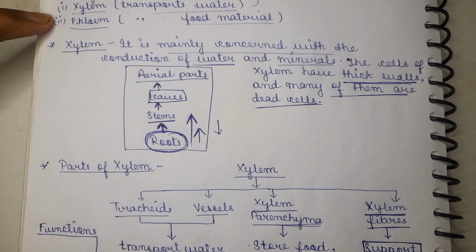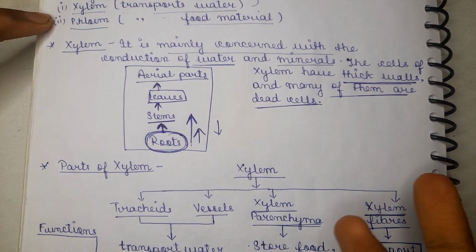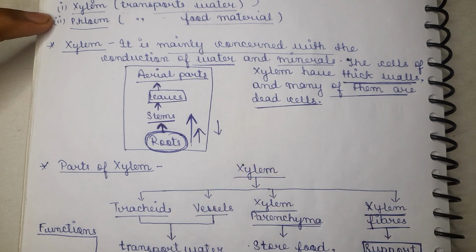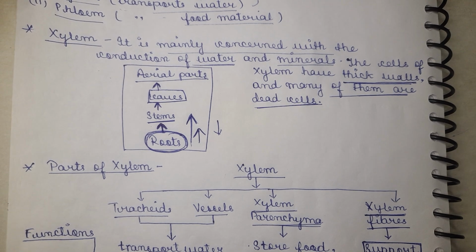This was about the complex permanent tissue. In that there are two types: xylem and phloem. The xylem tissue consists of four types: tracheids, vessels, xylem parenchyma, and xylem fibers. Mainly, in the exam there are questions about the function of these parts of the xylem, not about anything else.